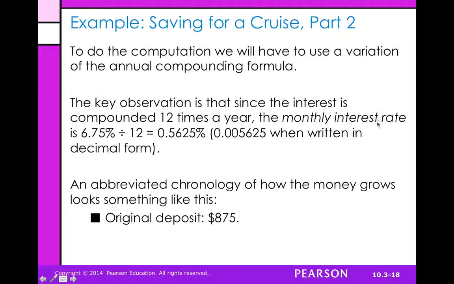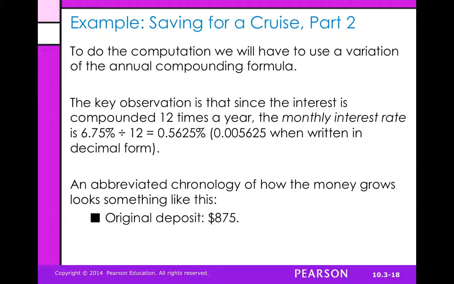To do the computation, we can't use the annual compounding formula, because it's an annual compounding formula, right? Annual. So since the interest is compounded 12 times a year, the monthly interest rate is now gotten by taking the original APR, which is an annual number, and dividing it by 12, because there are 12 months in a year. So the interest per month is 0.5625%. Okay, so pretty small.